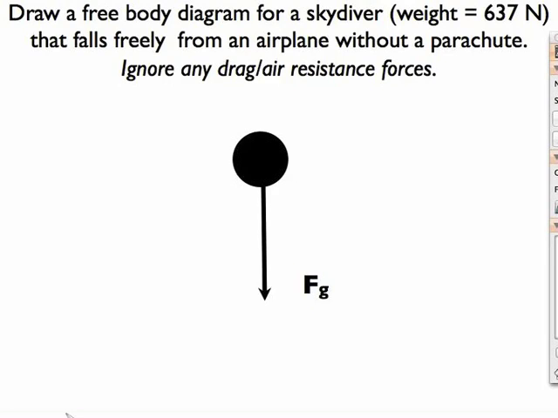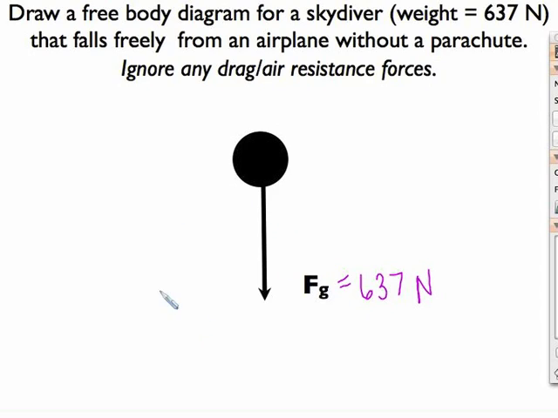Now let's take these free body diagrams that we already drew and let's talk about the net force. So we have a skydiver and his weight is 637 newtons and he's falling freely from an airplane. This is just like the one we did before, except now I've added in his weight. And that's just his force due to gravity, and it's 637 newtons.